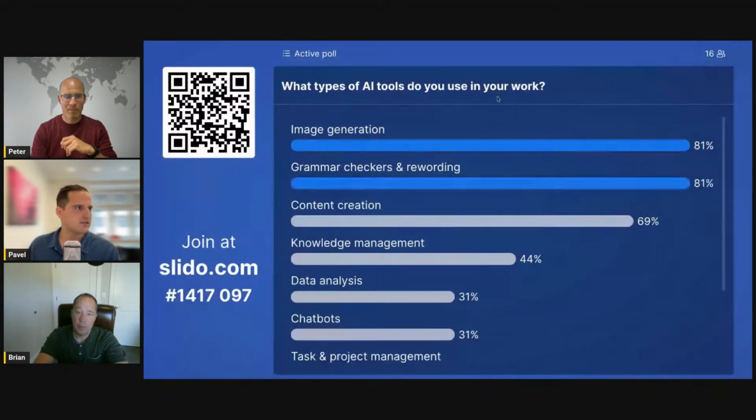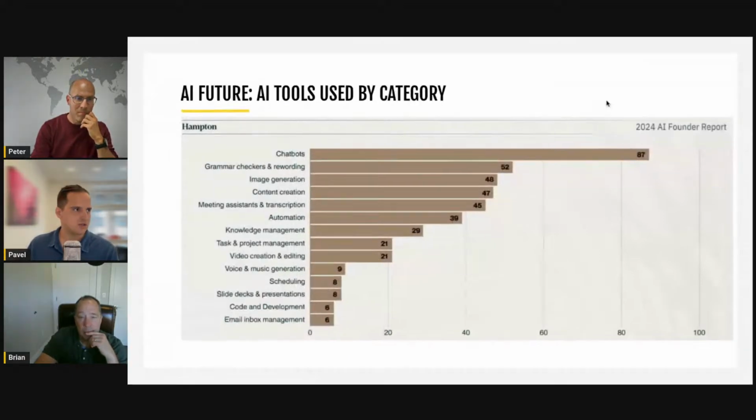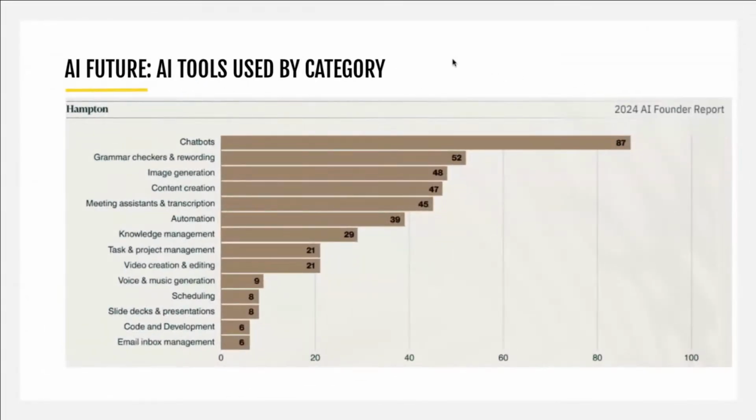Cool. So let's take a look at how this compares to Hampton, who ran a survey amongst 100 founders and CEOs to ask them the same question. How are they using AI tools in various categories for their businesses? So not too surprising here to see that chatbots are leading the way, although I noticed that was different from the results our survey got, oddly enough. However, grammar checkers, image generation, same kind of stuff.